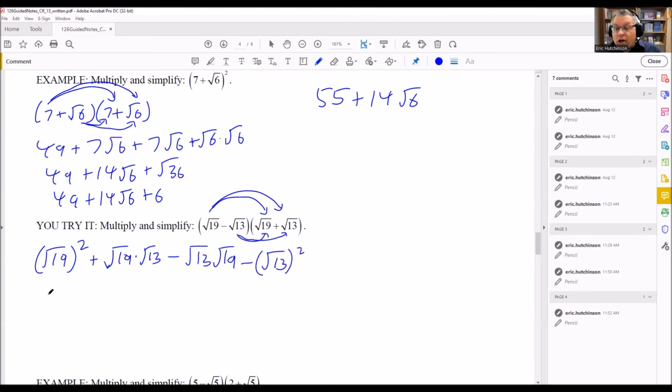All right, so square root of 19 squared. The square gets rid of the radical, so you just end up with 19 there. We already mentioned that these two middle terms are going to go away. And then 13, if you square that, you get rid of the radical, so you have 19 minus 13, which is equal to positive 6. And so that would be your answer. So this is another case where you get a whole number answer. You're not always going to get a whole number or an integer as your answer. Sometimes you might end up with something like the second example where you have a number and a radical. It just depends on the problem itself. But for this particular you try question, you do get an integer.